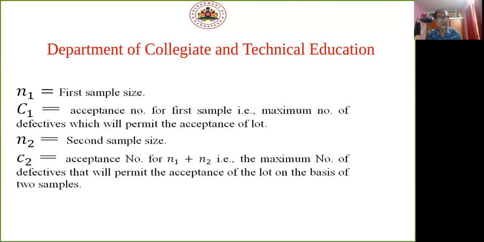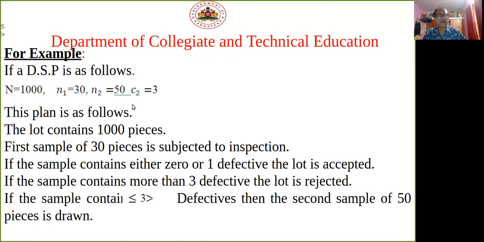n2 stands for the second sample size, and c2 is the acceptance number for the two samples together, that is for n1 plus n2: the maximum number of defectives that will permit the acceptance of the lot on the basis of the two samples. So that is called the double sampling plan. Now we'll take an example here.